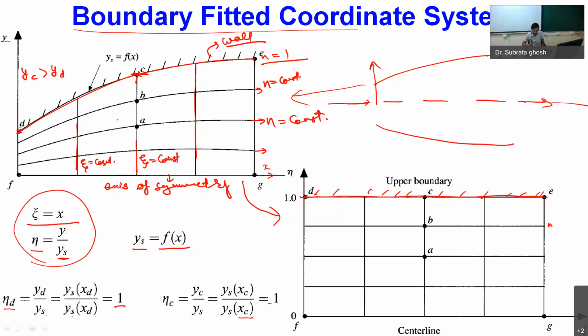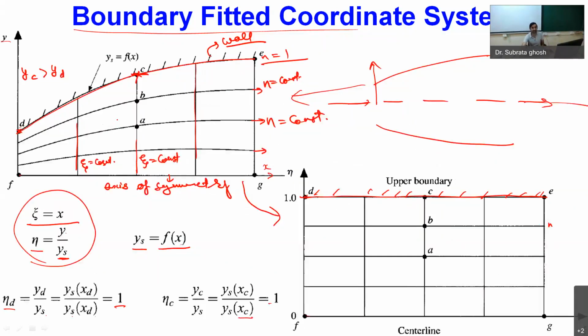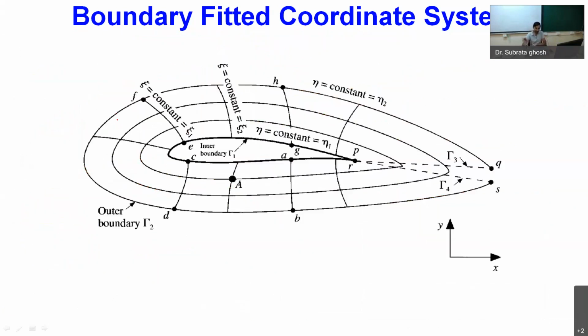Okay. Now let us consider another complicated example where algebraic expressions will not be sufficient to transform our grid structure from one plane to another plane. So this is another example of a boundary fitted coordinate system, in which we have an aerofoil. You can see this inner boundary is the boundary of the aerofoil structure.